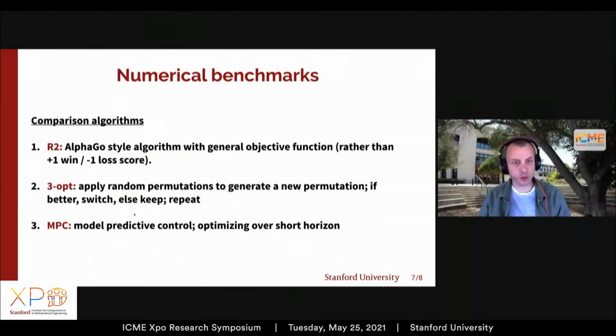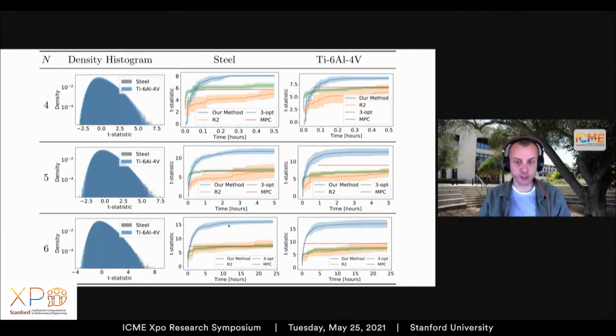So I just want to show some numerical benchmarks. We compared against the R2 algorithm, which follows very closely the AlphaGo algorithm, and so tends to be more expensive because it doesn't have this k-opt optimization. Then we compare against 3-opt. This is basically k-opt with k equals 3, so we're permuting 3 elements. This is a very simple strategy, not very smart, but it's very, very fast, so it can still do reasonably well. And then the last one was a model predictive control, where we run some optimization based on a limited horizon.